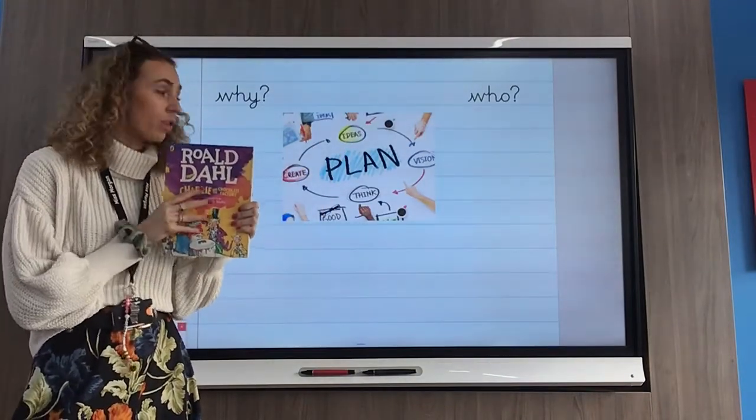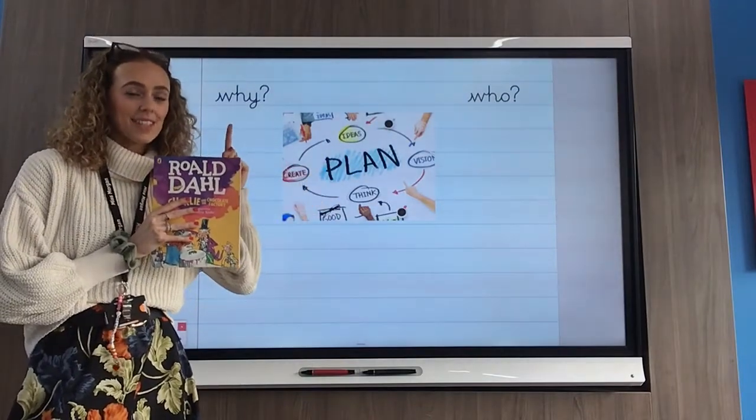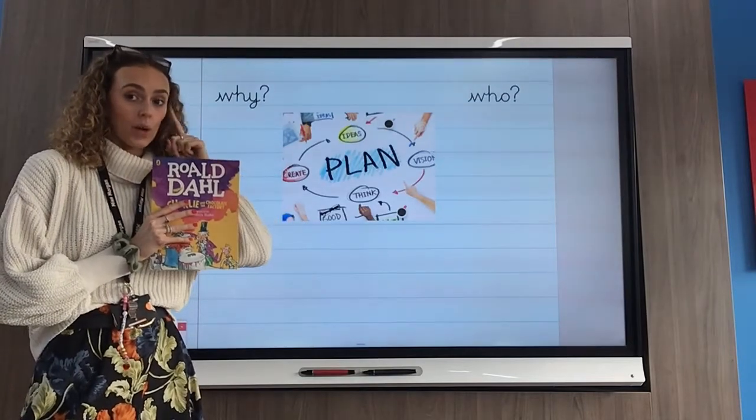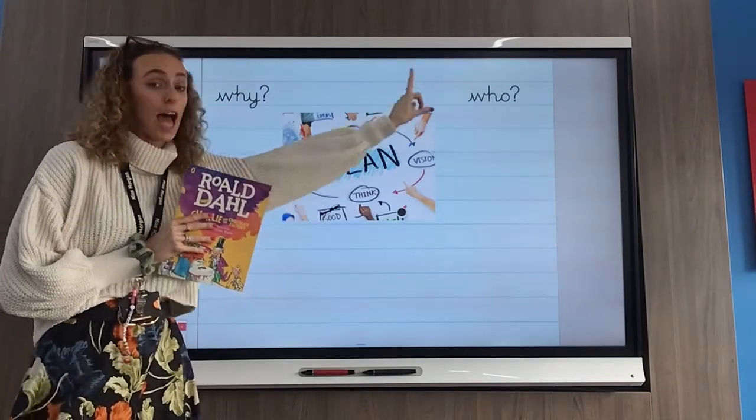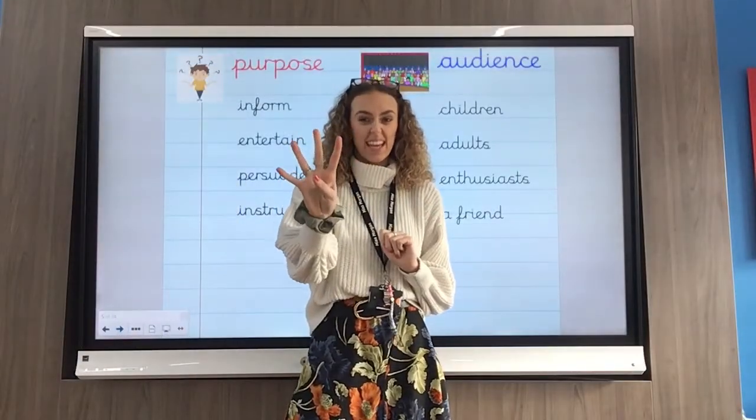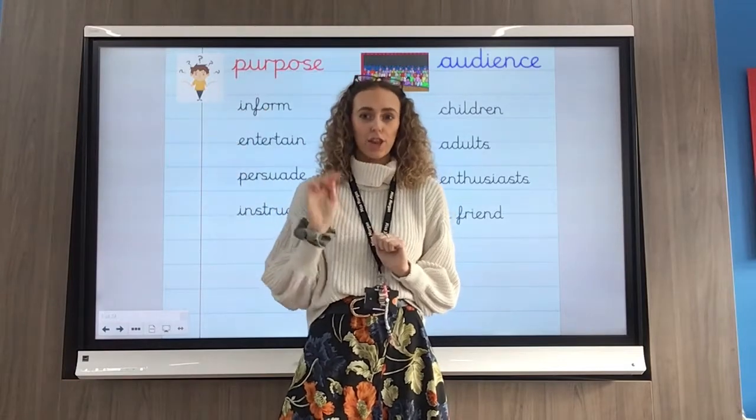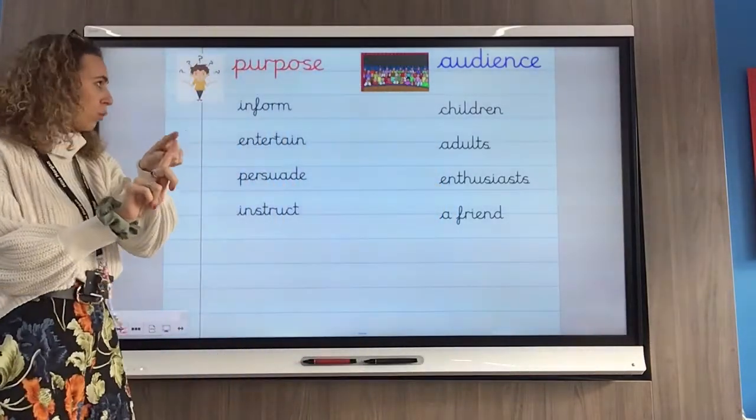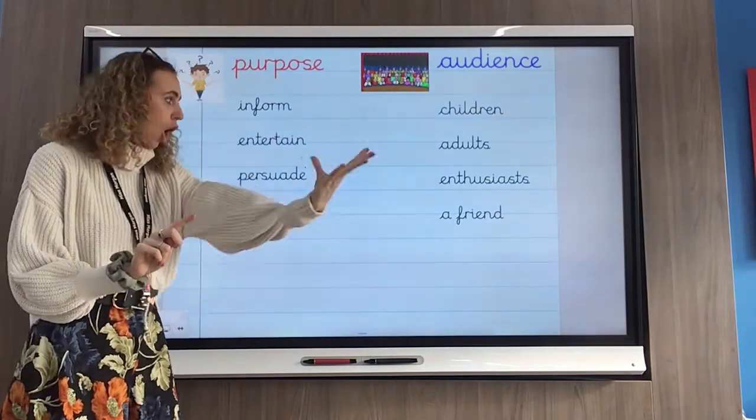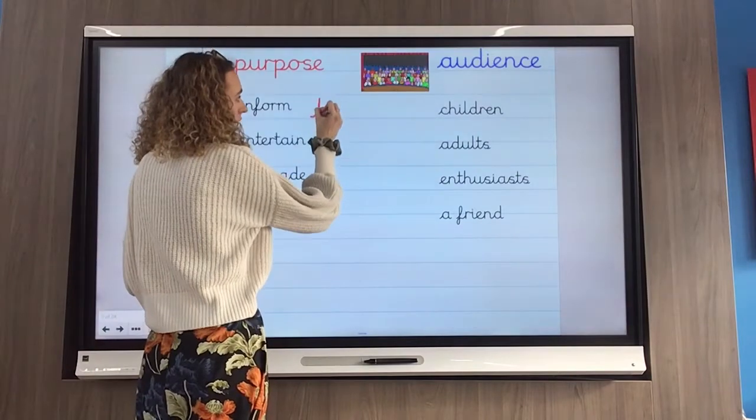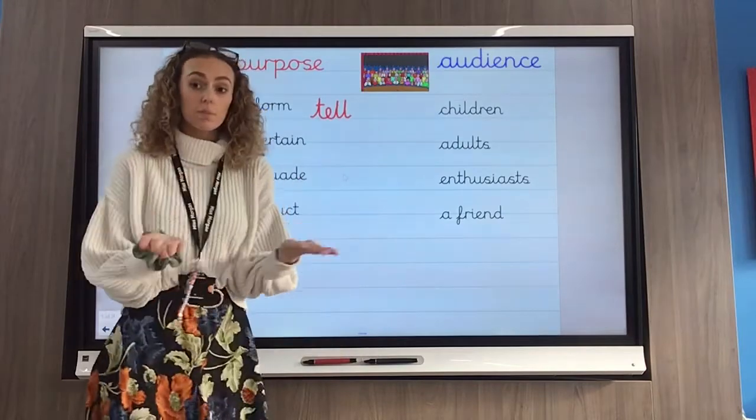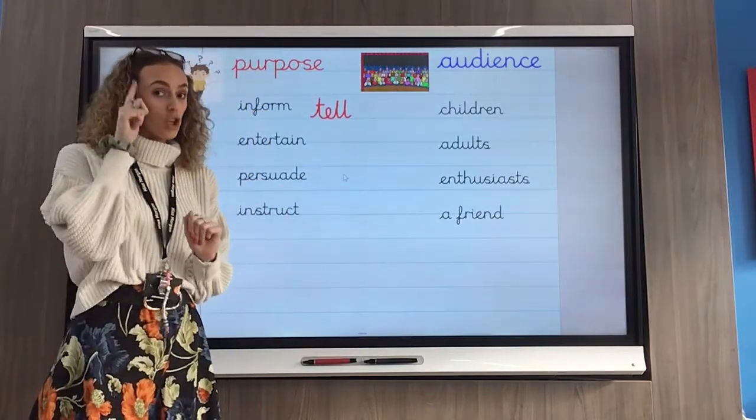Okay, so when an author plans a text, they have to take these things into consideration. That means they have to think about these things. Okay, what is the purpose and who is the audience? Okay, so there are 4 different purposes to writing a text, Year 3. So say them with me. So number 1 is to inform. Now, if you inform somebody, you are telling them something, okay? You tell them some information. So usually, if you read a newspaper, you are being informed about the news.